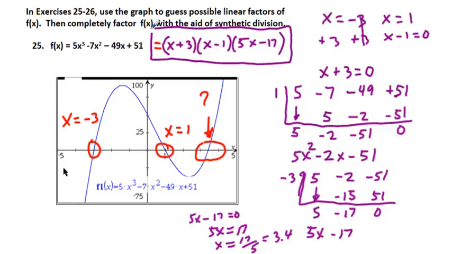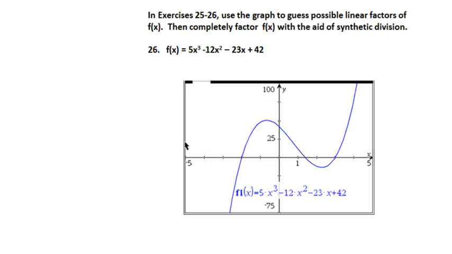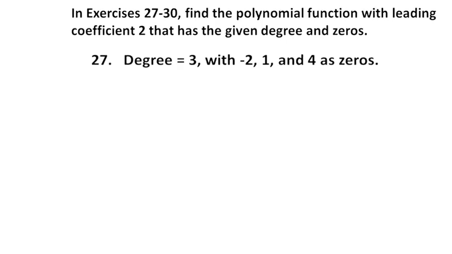So we start out with the obvious ones first and kind of work our way through that. Next, we come to the next odd problem. The exercise is 27 to 30. Find the polynomial function with leading coefficient 2 that has the given degree and zeros. Degree equals 3, and we have negative 2, 1, and 4 as zeros.